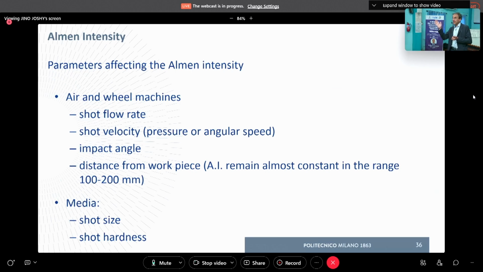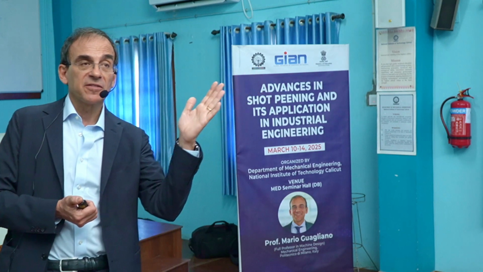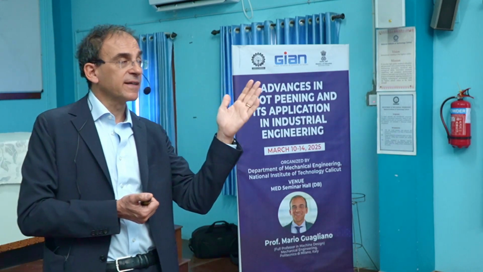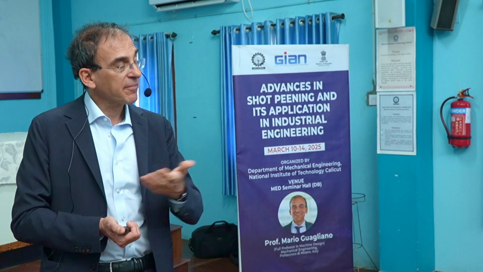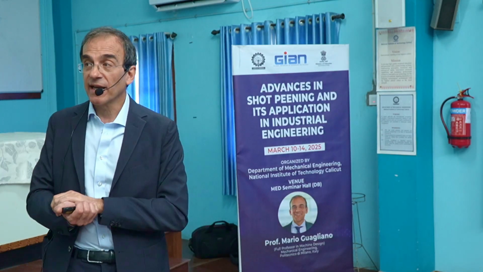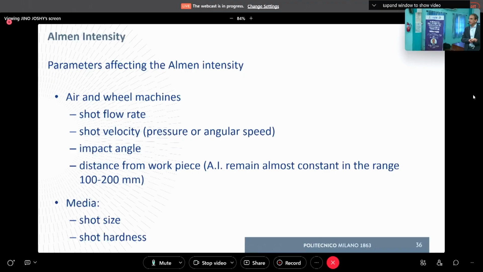The impact angle, of course, because why? If the impact angle is normal, most of the kinetic energy will go into deformation energy. If the angle is far from 90 degrees, we said that a part of the energy will go into friction and will not cause any plastic deformation. So it will not induce a relevant residual arc height of the Almen strip.